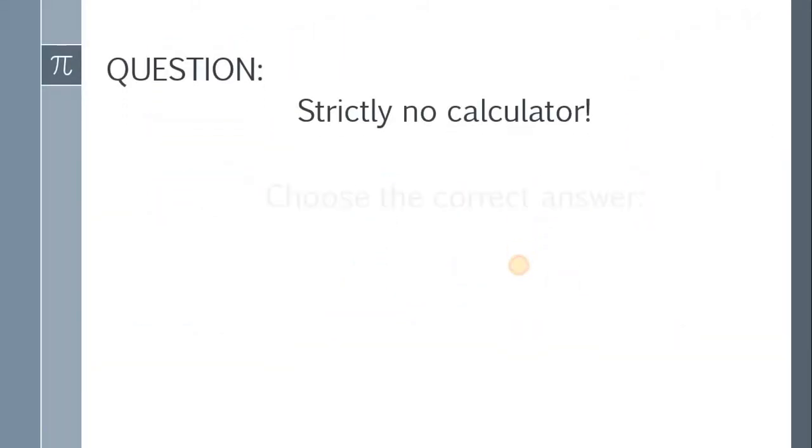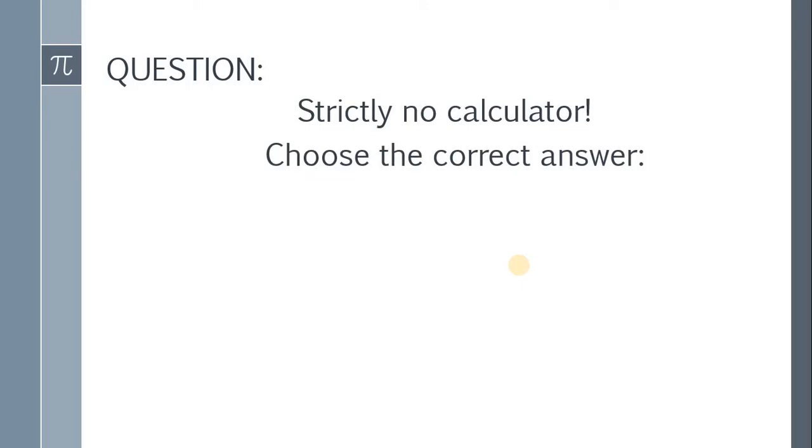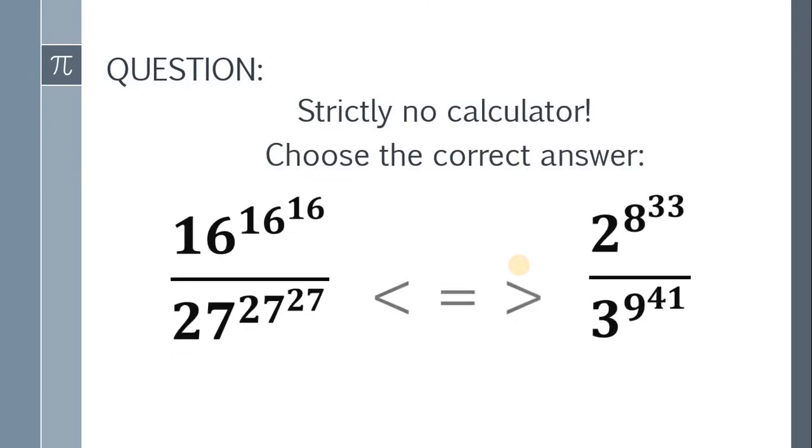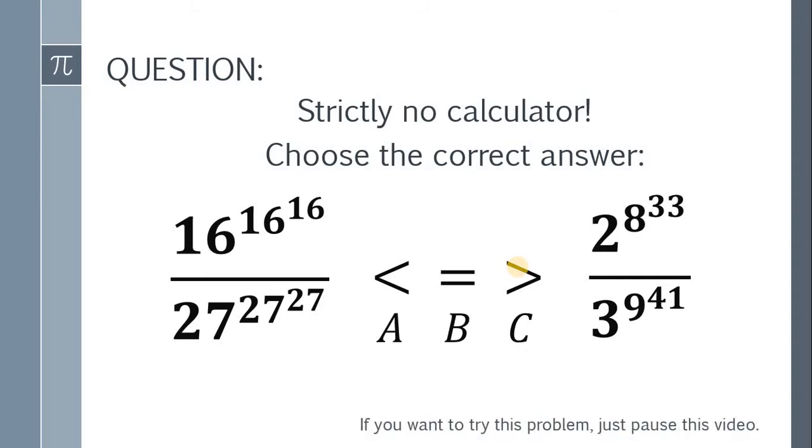Here's the question. Choose the correct answer. Is it letter A, less than, letter B, equal, or letter C, greater than? Now, if you want to try this problem, just pause this video, and if you're ready, here's the solution.